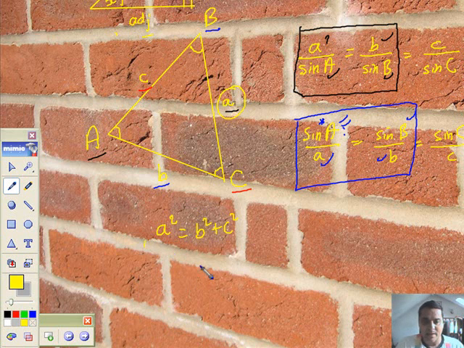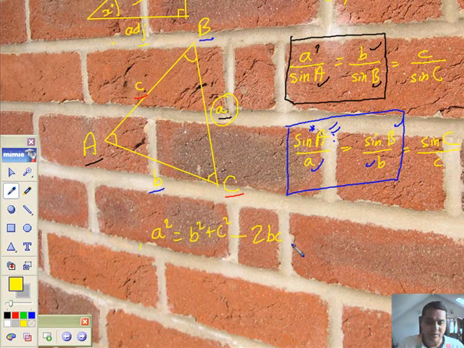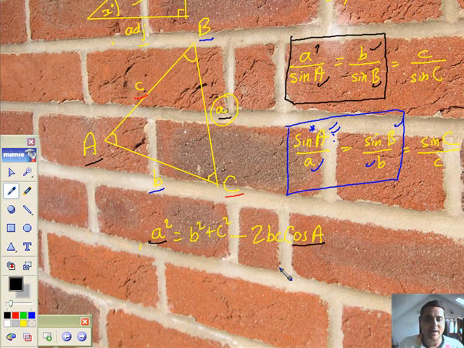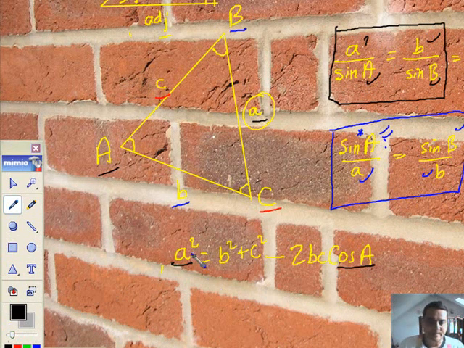So A squared equals B squared plus C squared minus two lots of B times C multiplied by the cosine of angle A. So just look at the pattern of that. A squared, cosine angle A at the end. Okay, so A squared equals the other two sides squared, take away two lots of the other two sides, multiplied by the cosine of the angle.